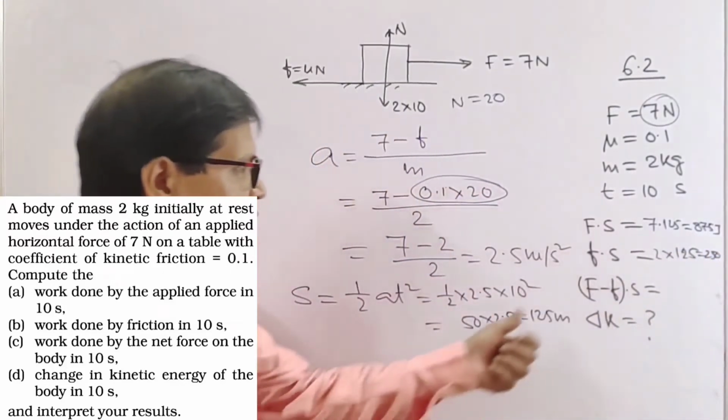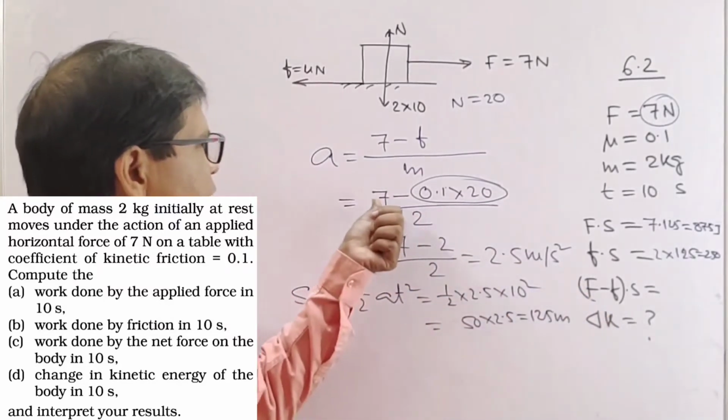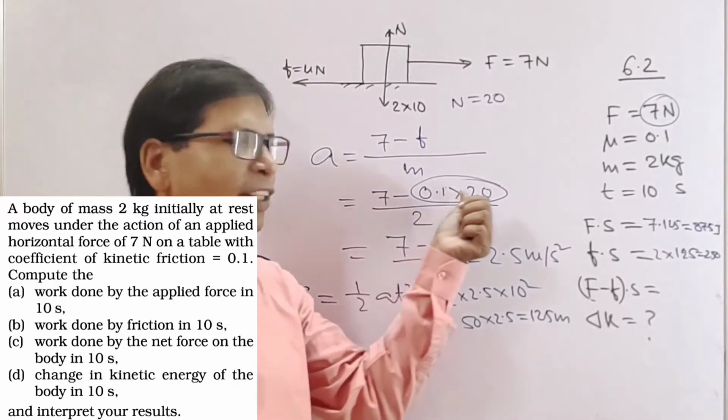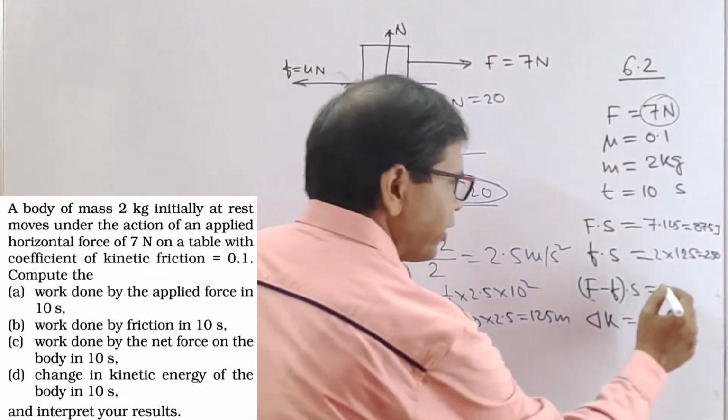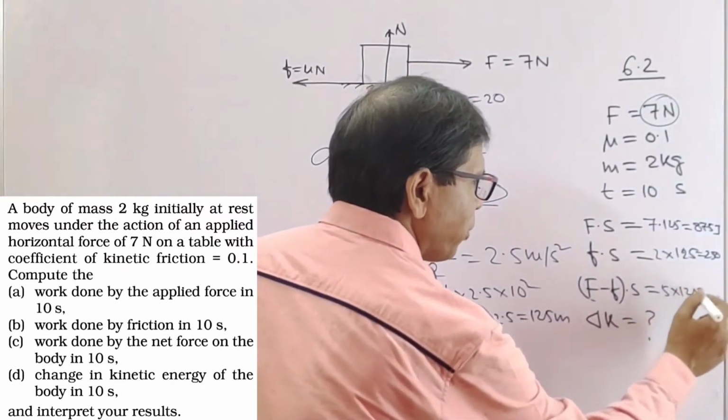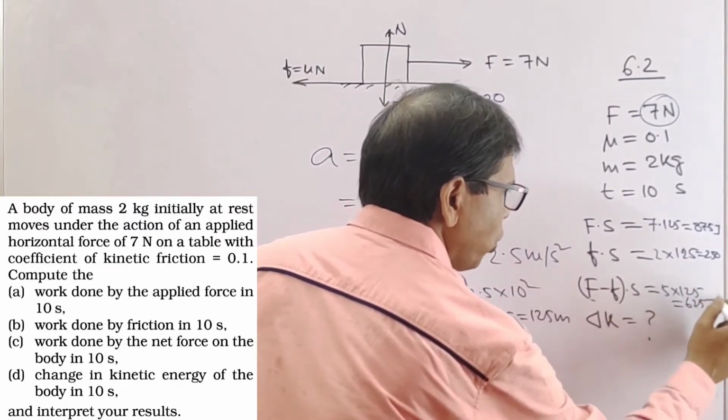Okay, now work done by net force. Look at this, this is the 7 Newton and this is the 2 Newton. So net force is 5 Newton. So this is 5 into 125, this is 625 joule.